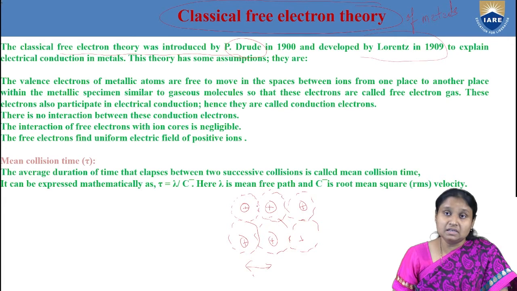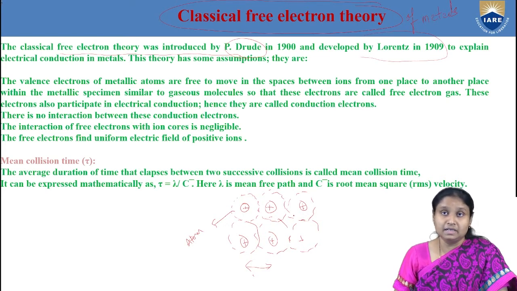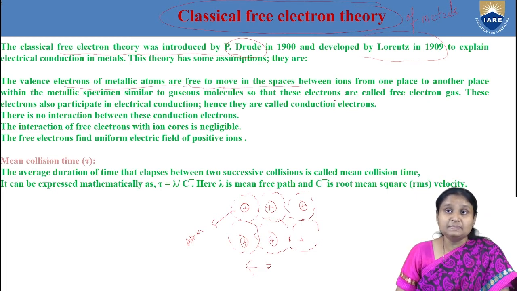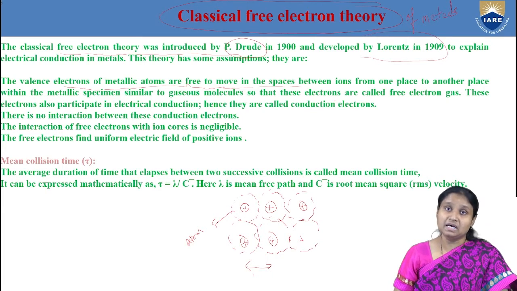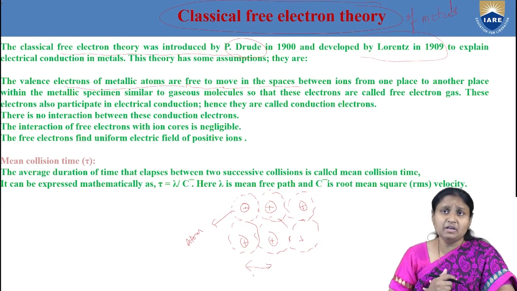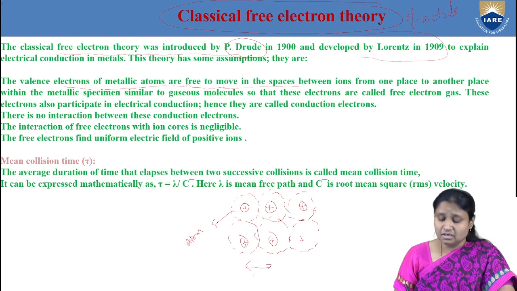And coming to the valence electrons of each atom, they are not just fixed to that atom, but they keep on wandering from one atom to another atom. So as you can see here, valence electrons of metallic atoms are free to move in the spaces between ions from one place to another place within the metallic specimen. And here, the very important assumption made by Lorentz and Drude is that they are comparing these free electrons in metals to molecules of gas. This is a very important concept given by classical free electron theory.